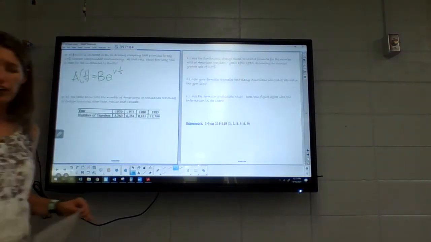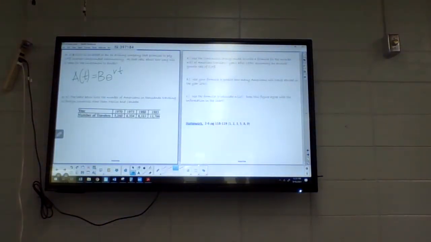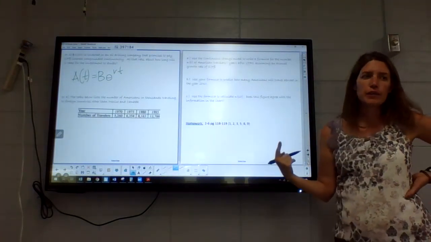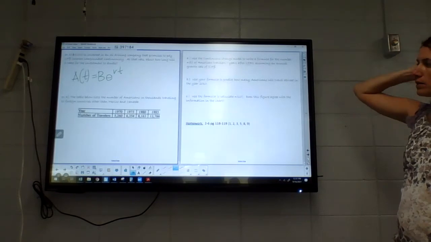It's actually a number in your calculator. If you look, it's probably near pi, and E is similar to pi. It's just the value that works with exponential functions. So the e is not a value we have to figure out. We already know that. So what's our starting value in this case for letter A? What's our starting value?